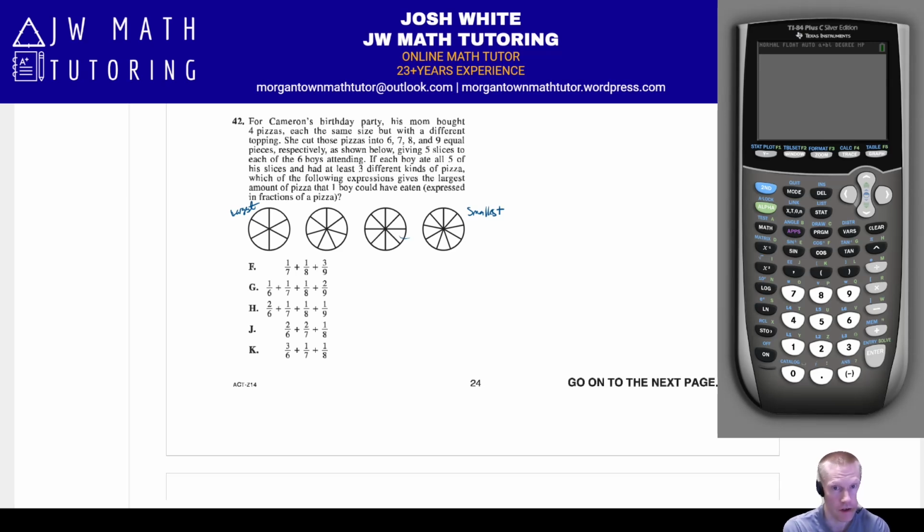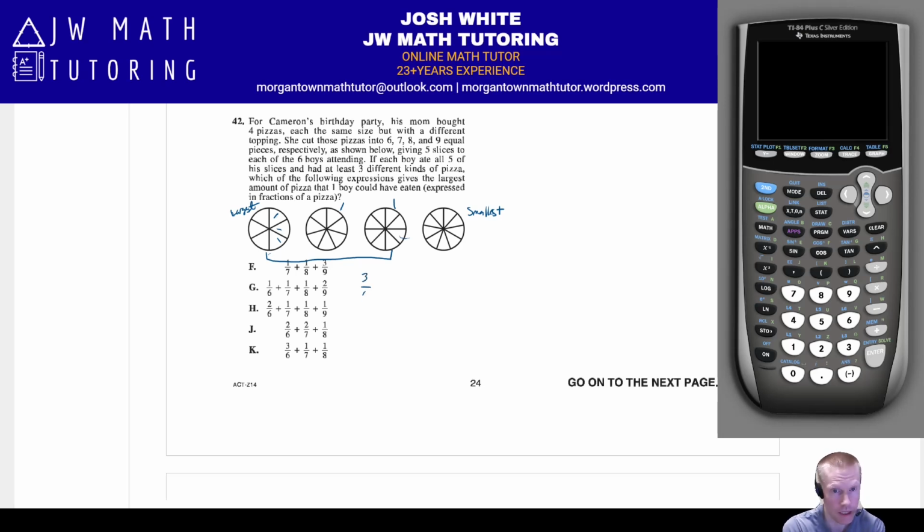So if a person's going to have 5 slices total, and having eaten at least 3 different kinds of pizza, you want the 3 kinds of pizza to be from here through here, and you want as many of the largest possible and as few from the smallest possible. So it's going to be 1 here, and then the other 3 are going to be from here. And so that's going to be 3/6 plus 1/7 because there are 7 pieces for this second one, and then 1/8 because there are 8 pieces for this third one. So the correct answer to this problem is letter K.